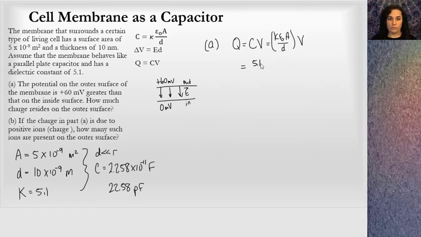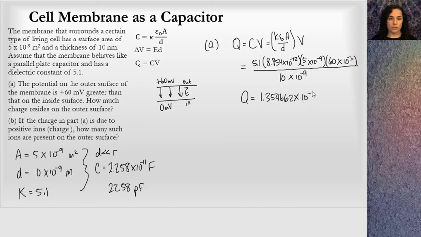So the kappa is 5.1. Epsilon naught is 8.854 times 10 to the negative 12th. The area is 5 times 10 to the negative 9th, and the voltage is 60 times 10 to the negative 3rd. I just multiplied all the way across there, and then I divide by the distance between the outer and inner membranes of the cell, which is 10 times 10 to the negative 9th. And when you run that through your calculator, you get a net charge of 1.354662 times 10 to the negative 12th coulombs. So that's a picocoulomb. You can just leave it like that. That would be a fine answer there. Or you could write it as 1.35 picocoulombs. So that is the charge.